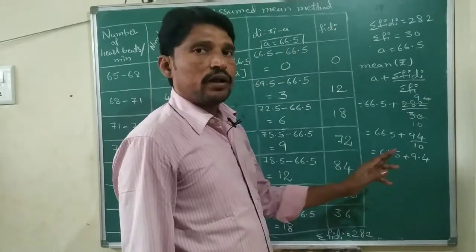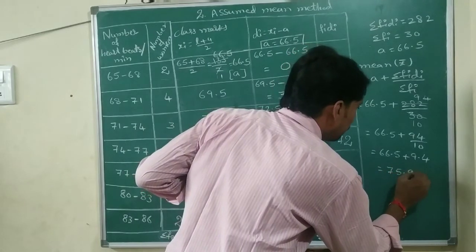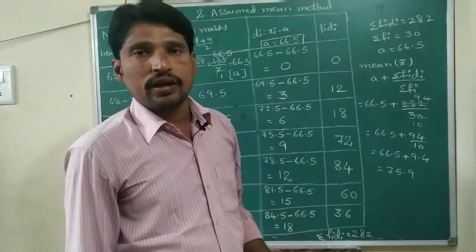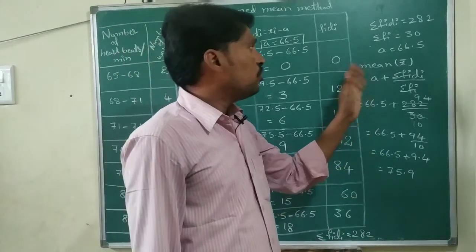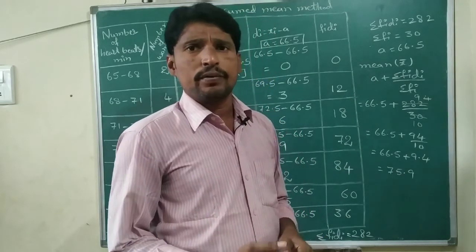Now 66.5 plus 9.4 is 75.9. So in the assumed mean method we got 75.9. Here we used the formula a plus sigma fi di by sigma fi.